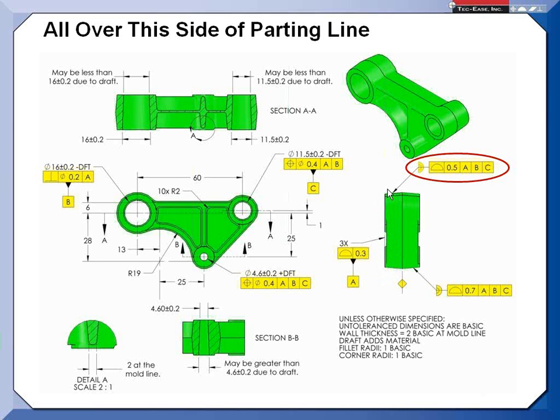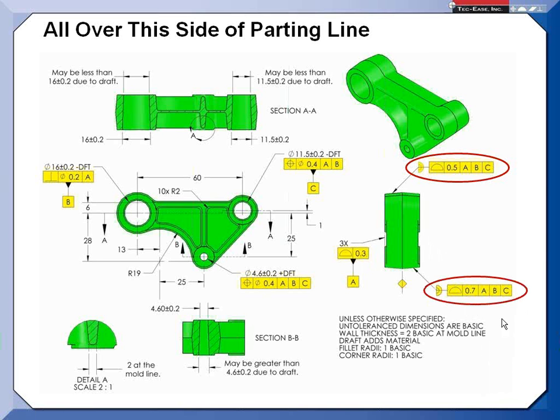But because of things like die closure and mismatch, I probably need more tolerance across the parting line. And so here we're saying, all right, all over this side of the parting line, you're going to get a profile of 0.7. And this was a real nice addition.